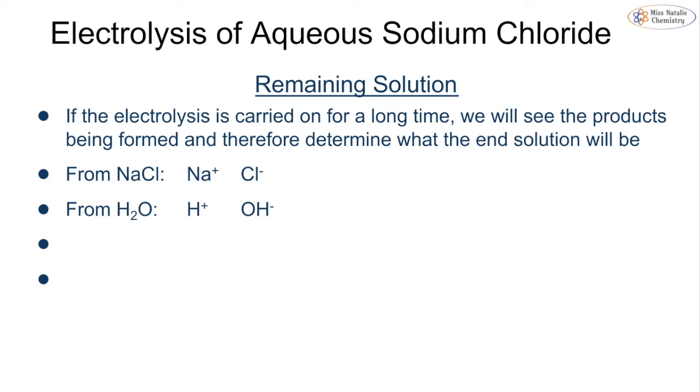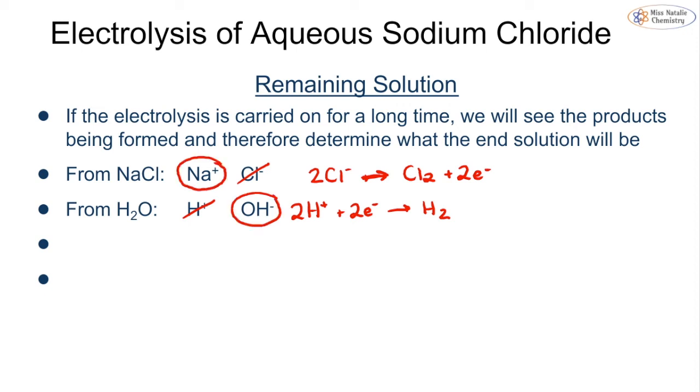Now we need to think about the last thing, is the remaining solution. So if the electrolysis is carried on for a long time, we're going to see those products being formed. So our 4 ions that are in our solution are the Na plus and the Cl minus, the H plus and the OH minus. But we know that these 2 things are going to react. We've seen that the Cl is going to form the chlorine gas, and we've also seen that the hydrogen ions are going to form the hydrogen gas. So that now leaves us with Na and OH.